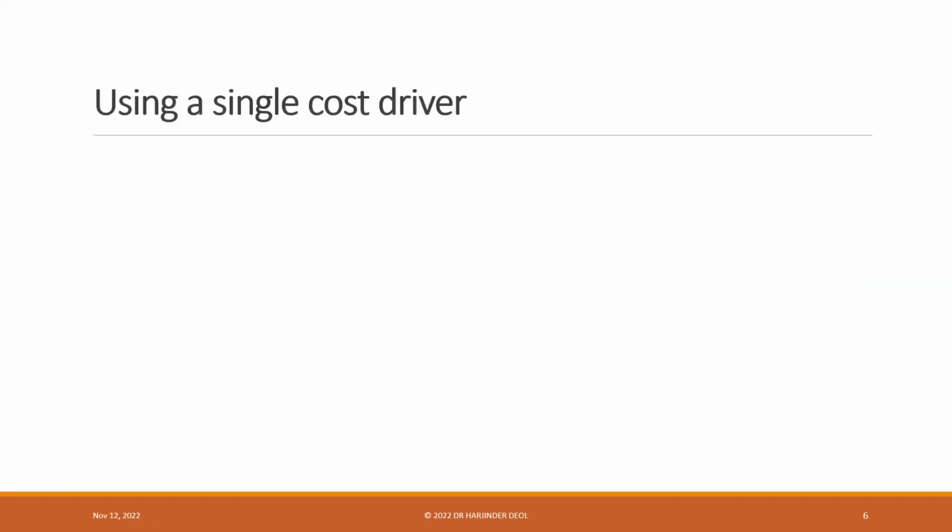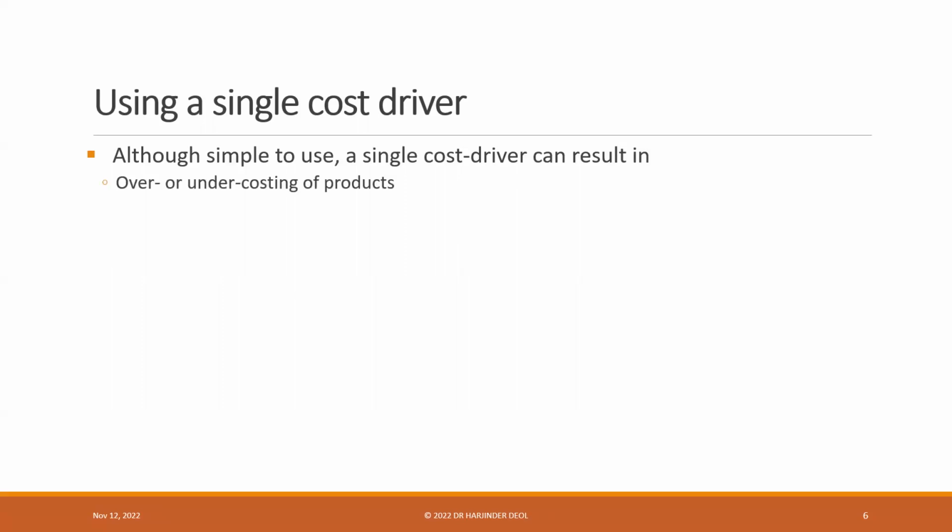So digging a little bit deeper into the notion of cost drivers, if we use a single cost driver, which is typically what's done under traditional costing approach, although the benefit is simplicity, using such a single cost driver can result in miscosting of products. We may end up over or under costing our products. And the consequence of that is that we may end up mispricing our products. So some products could end up subsidizing others if we don't have a clear idea about the true cost of producing certain products.